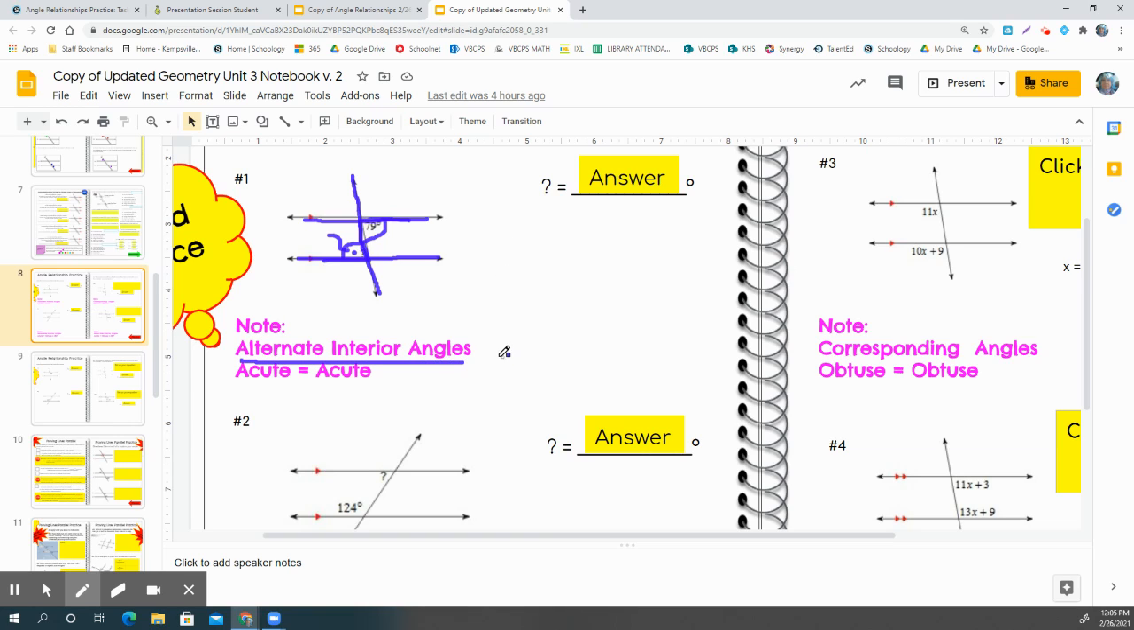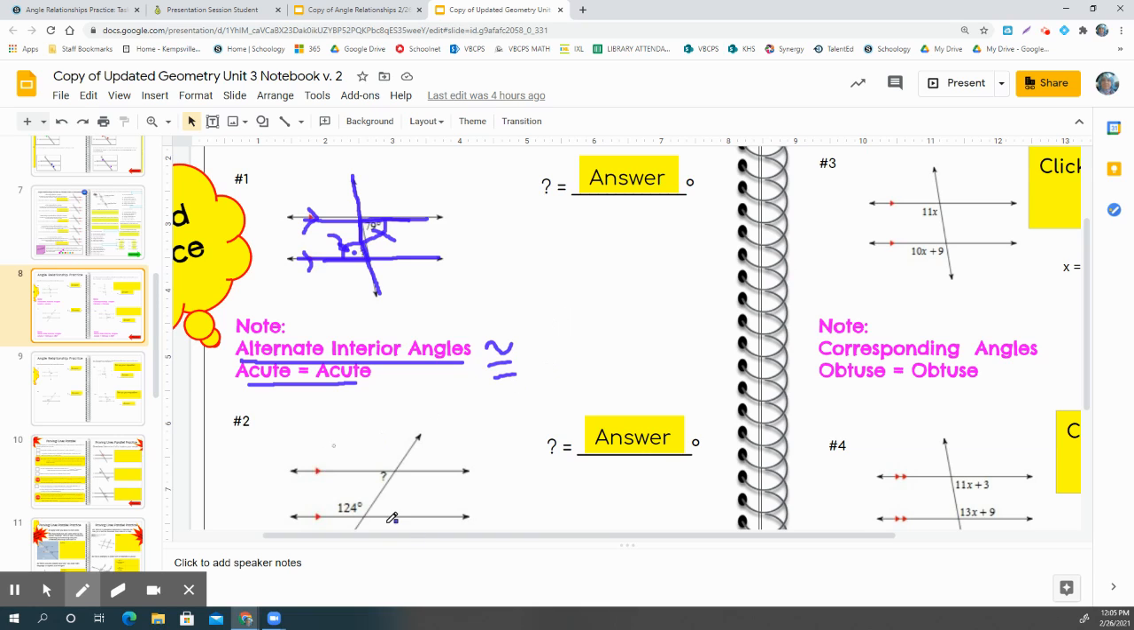Alternate interior angles are going to be congruent. So you can make yourself a little note there. Alternate interior angles will always be congruent. So if this angle is 79, then this angle down here is going to be 79. They're alternate interior. They're both acute. So if you have two acute angles, they're going to be congruent as long as these lines are parallel, right? That's the trick, the caveat.